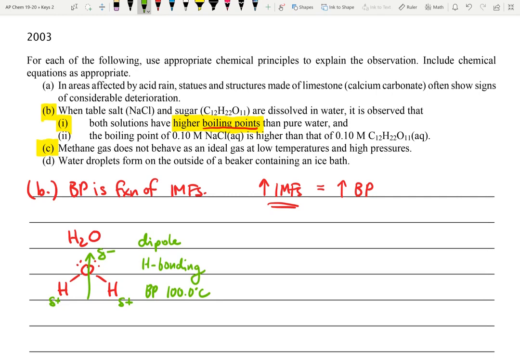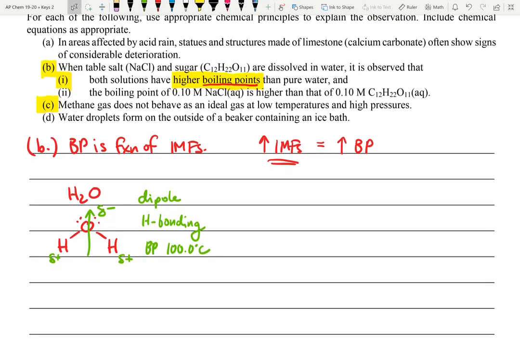Now, why would adding sugar or salt cause an increase in boiling point, which we believe is an increase in the intermolecular forces present in the water? Well, there's the thing. When we add sugar to water or when we add salt to water, we're putting solute particles into the water as well.